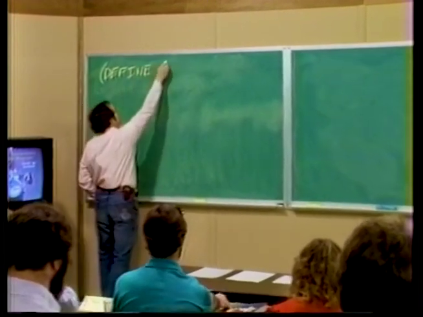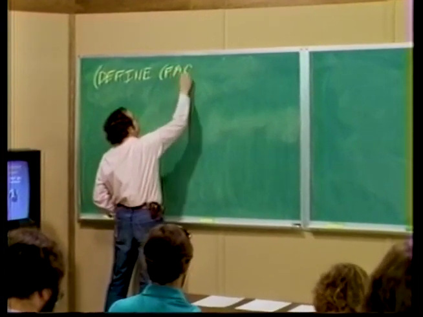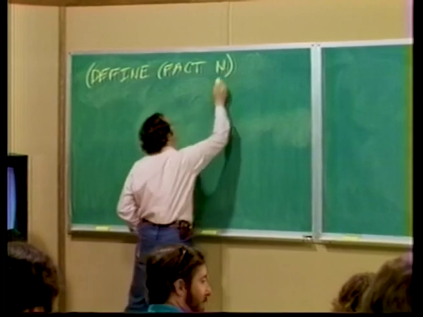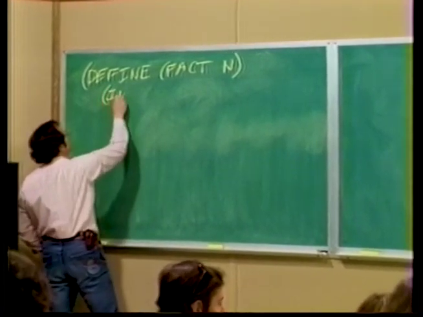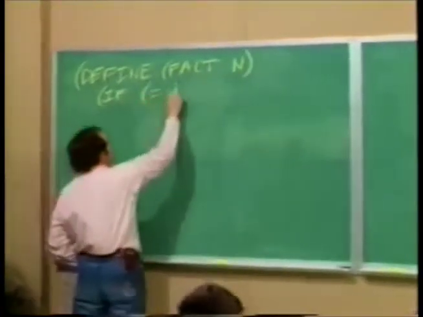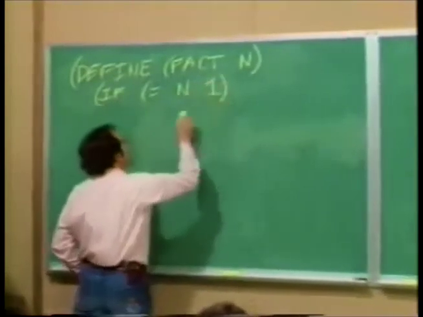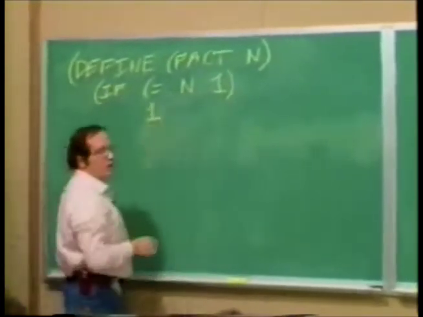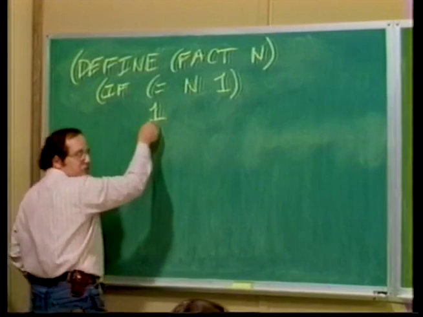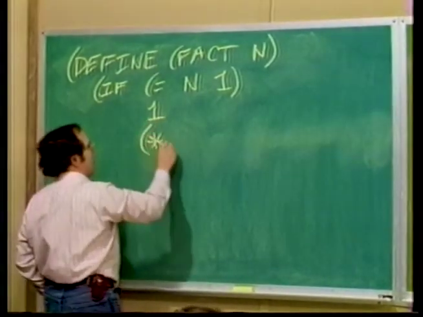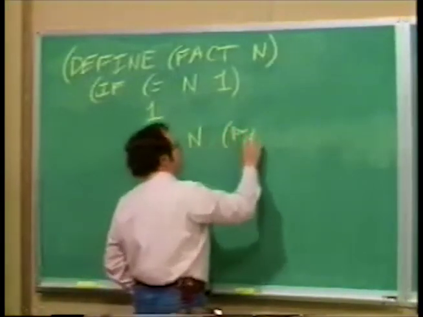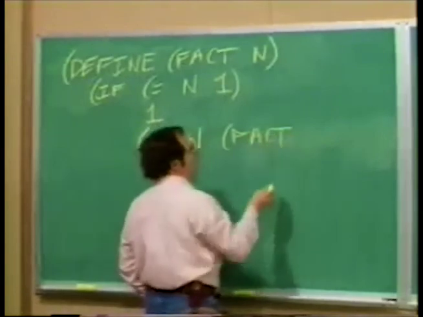We define factorial of n to be: if n is 1, the result is 1. I'm using 1 right now to decrease the amount of work I have to do to simulate it. Else it's times n factorial n minus 1.